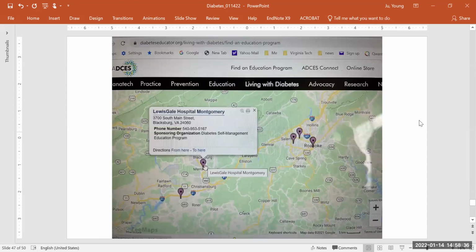So this is just a screenshot. I used the service in that service program. When I typed in Blacksburg, it showed available diabetes education programs around this area. So you can search for your area.